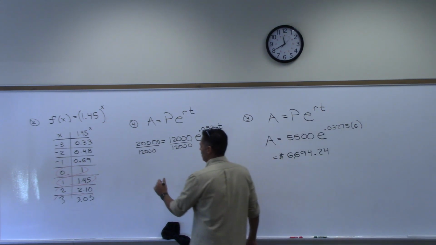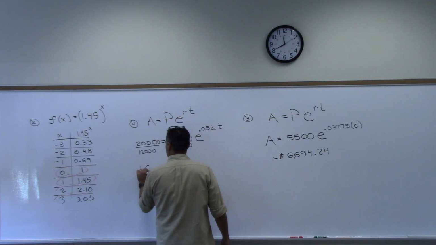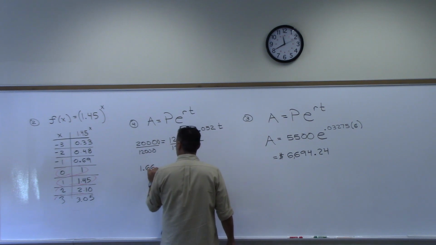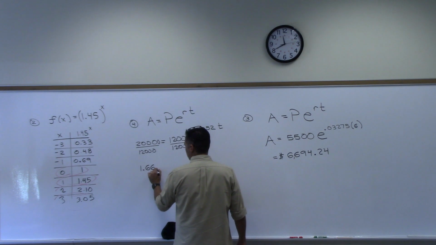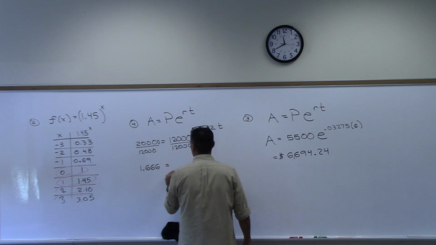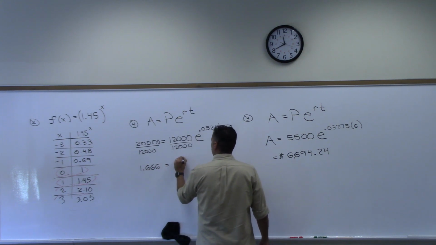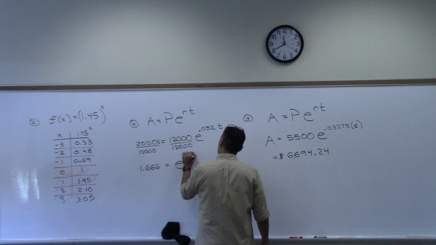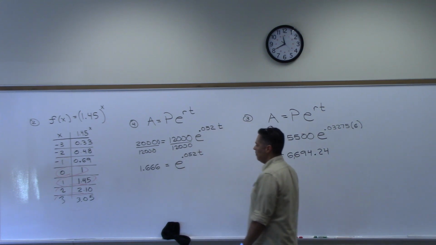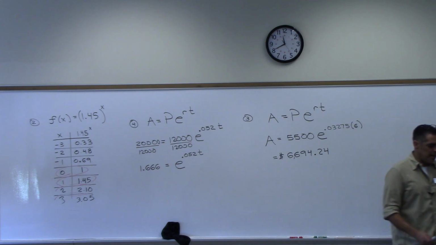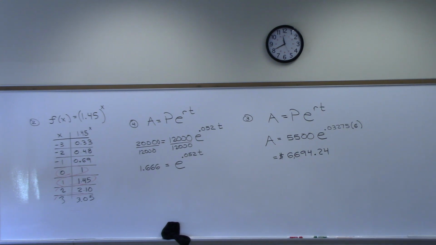1.666. Let's just do 666. Okay, 0.052t. All right, let's see if anyone remembers what to do now. Divide by 0.052. You want to say something?